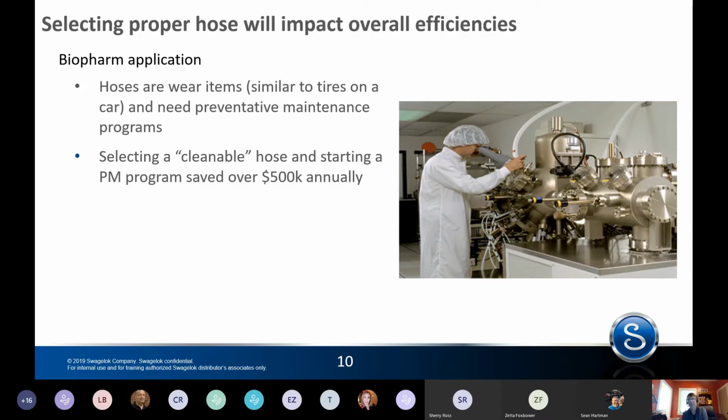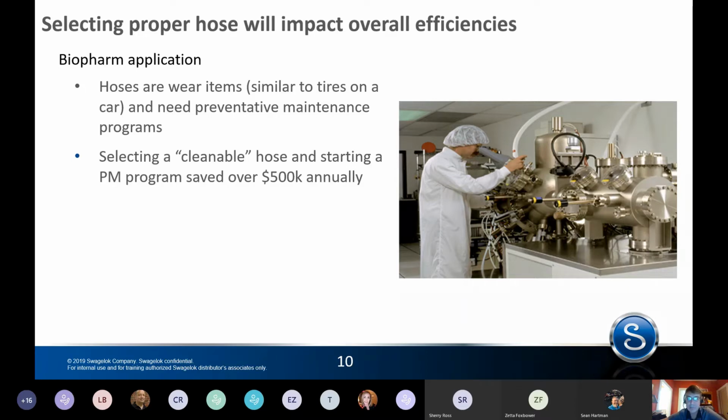They don't last forever, and they can be a very dangerous item because they're handled often, they're moved often, and they're usually a wear item that will eventually fail. It can be costly to have hoses go down because it's unplanned downtime. It can also be very dangerous. So every hose needs to have a preventative maintenance program associated with it. And I'm very shocked how rarely that's the case.